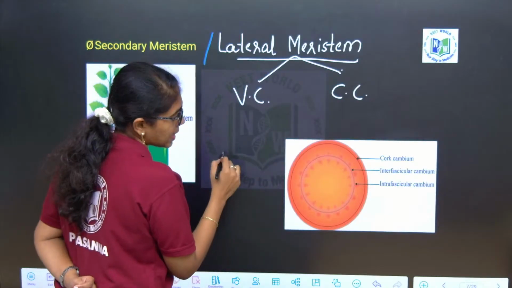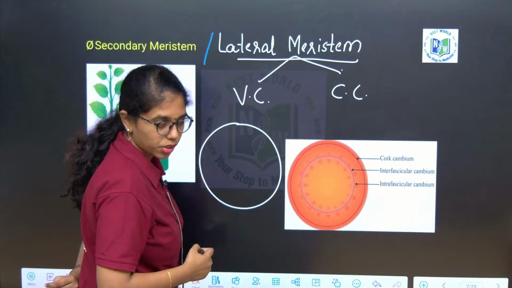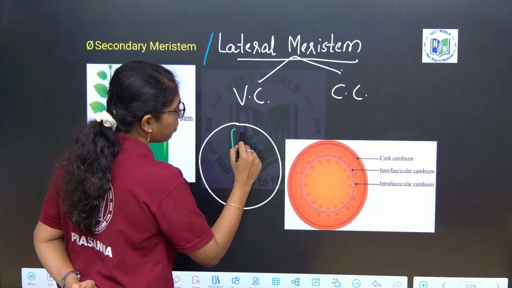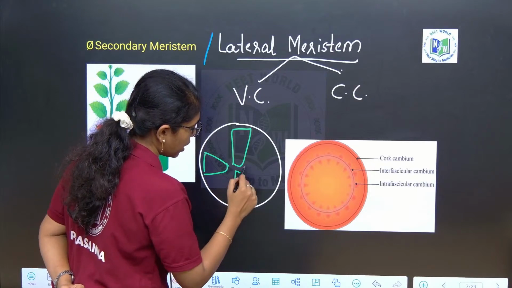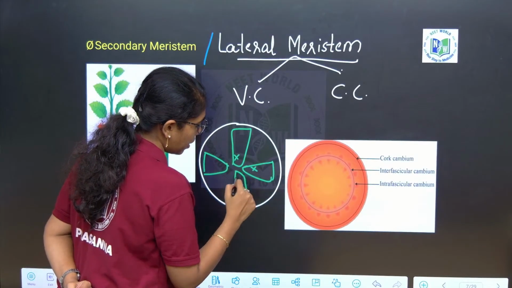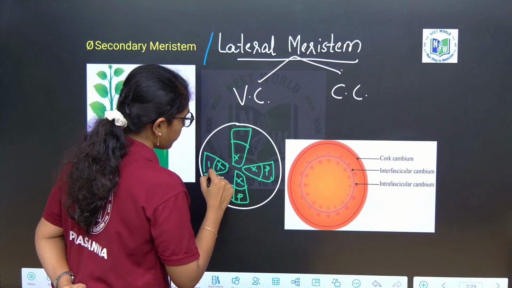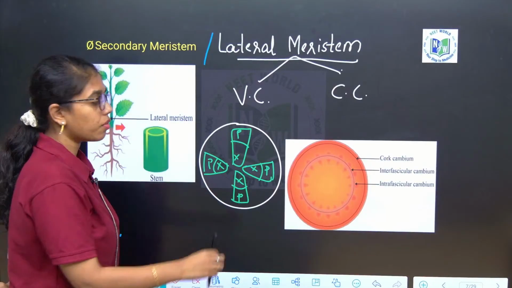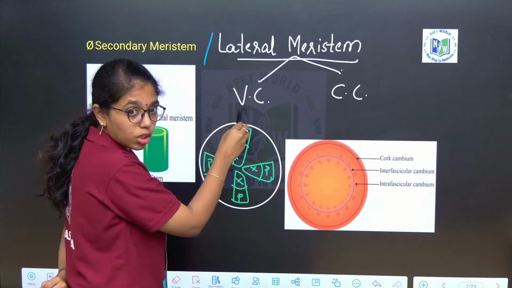For example, I am taking the stele of a dicot stem. In a dicot stem, what will be the vascular bundle arrangement? It will be conjoint, right? Xylem at the center, phloem towards the periphery. This type of vascular bundle arrangement is conjoint. Why is it conjoint? Xylem and phloem are at the same radius, right? That is why it is called conjoint.